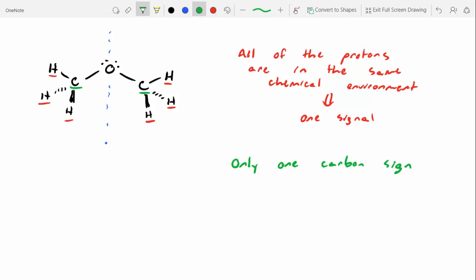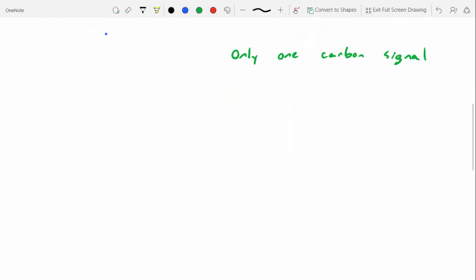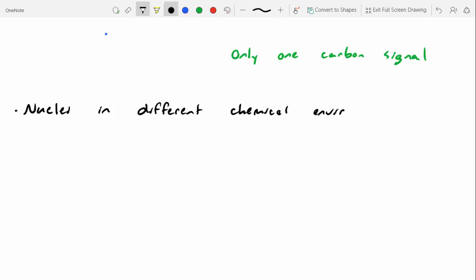Right now you're probably thinking this is pretty boring. Why are you so excited about this? But let's take a look at some different examples, and this is where things get interesting. Nuclei in different chemical environments have different resonant frequencies.